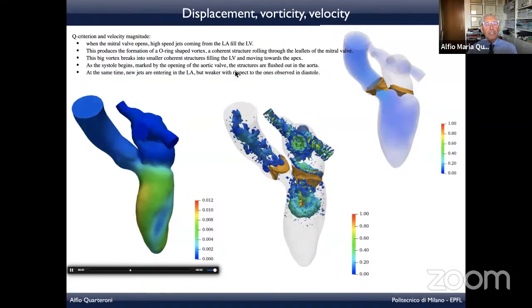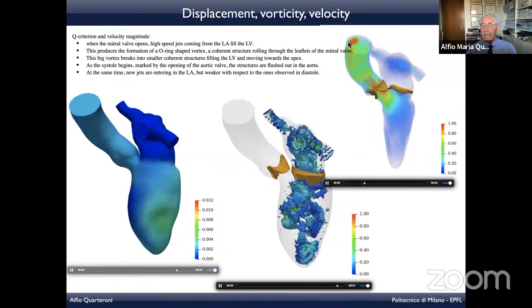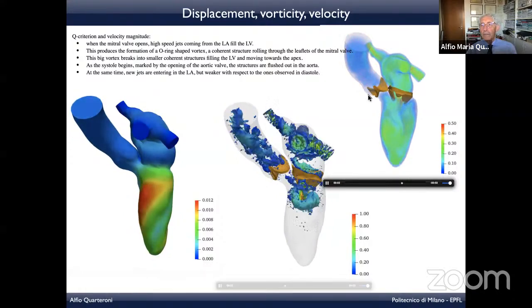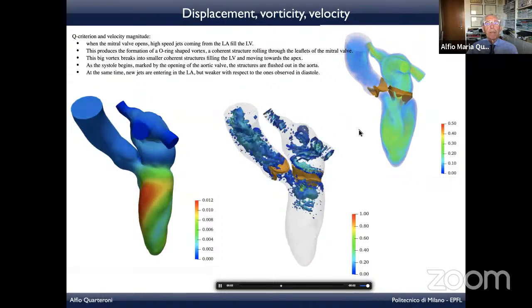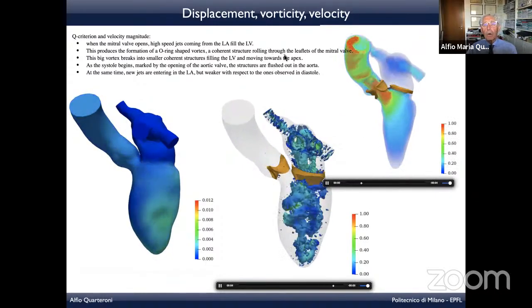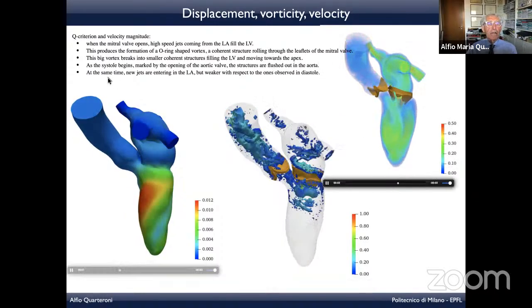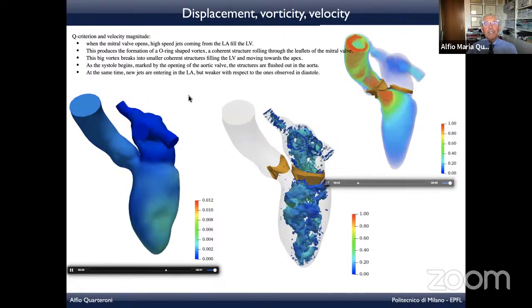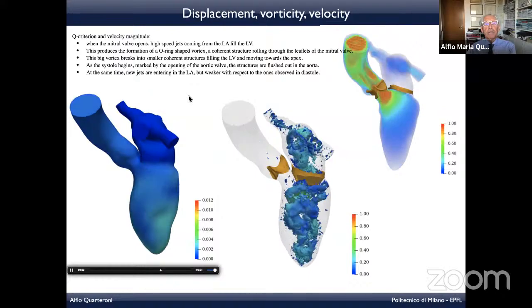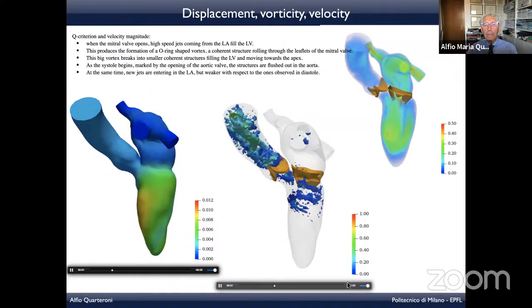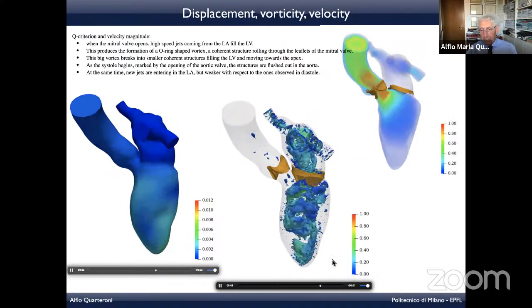They produce the formation of O-rings. Maybe you can see also this one. Yeah, okay, of what are called the O-rings, O because they have a form of an O, which are coherent structures that are rolling through the leaflets of the mitral valve. Then this vortex breaks into much smaller vortices with much smaller coherent structures that are filling the left ventricle and moving toward the apex, as you see here.